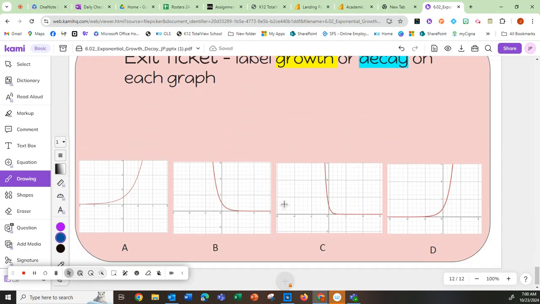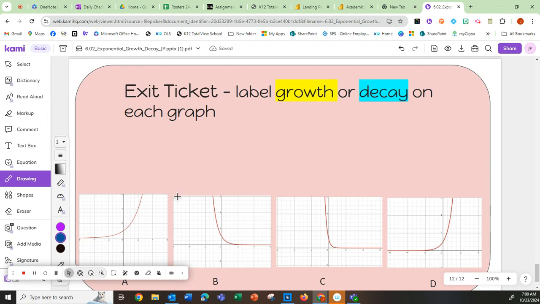And then this is the exit ticket. So if you wanted to do this, this is just looking at 4 graphs, and then you're going to type or write growth or decay. And you can send it to me in an email and just say, hey, I watched your video today. This is the exit ticket, and then I'll give you bonus points for that.